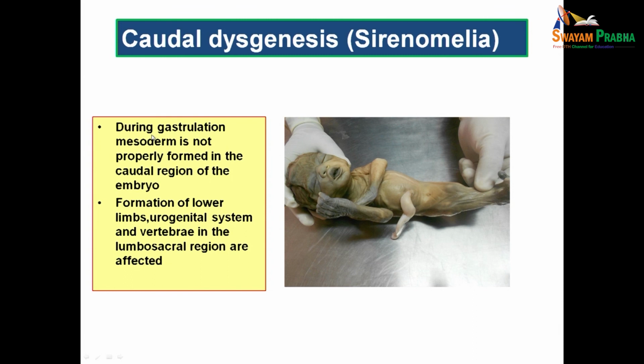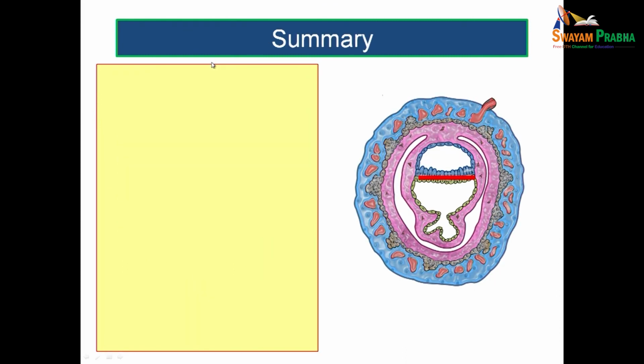We have already mentioned the process of gastrulation, where you get the mesoderm in between the ectoderm and endoderm. But in this condition, the mesoderm is not properly formed in the caudal region of the embryo. So, in the caudal region, you won't be getting a proper formation of lower limbs, the urogenital system and vertebrae in the lumbosacral region. So, all these structures will be affected if gastrulation is not occurring properly in the caudal region of the embryo. And that will result in caudal dysgenesis or Sirenomelia.